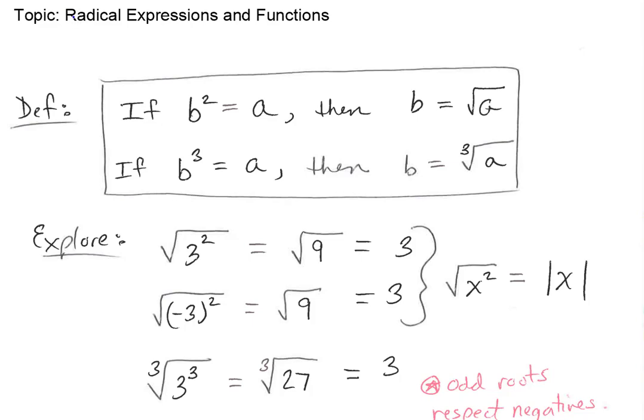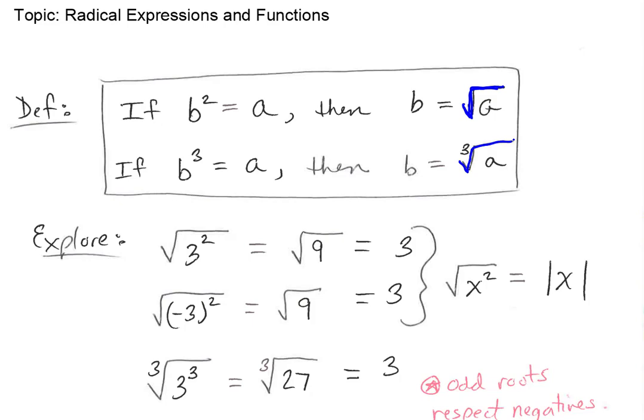This video is about radical expressions and functions. We'll begin with a definition which states this. If b squared equals a, then b equals the square root of a. And of course, the symbol for square root is kind of like this jagged roof that goes over some kind of number or variable.